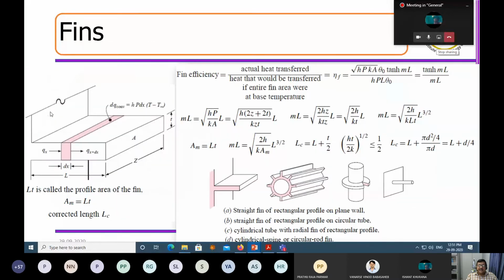What is the fin efficiency? Fin efficiency is defined by actual heat transferred divided by the heat that would be transferred if the entire fin area were at base temperature. So these are the fins, right? Heat would be transferred if the entire fin area is at base temperature. And then what is the actual heat transfer? So what is the purpose of fin? The purpose of fin is to transfer as much heat as possible.